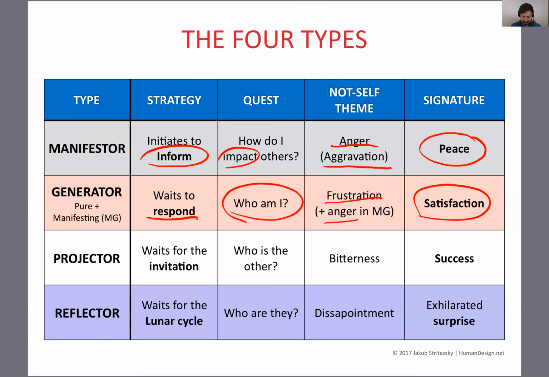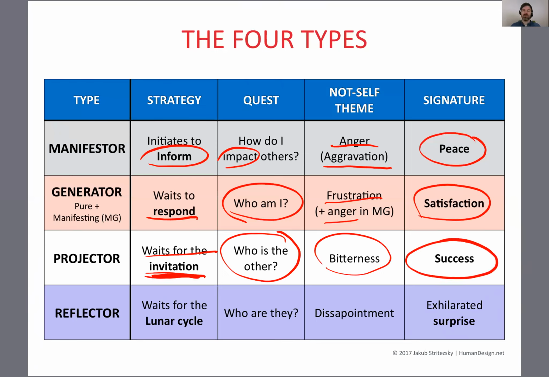Projectors are here to wait for the invitation. They're really looking at the other person. Who is the other person? If they don't wait to be invited, they can experience a lot of bitterness because they're not recognized and or appreciated. But if they do manage to wait for the invitation, that's where they can be successful in guiding other people. And reflector waits for the lunar cycle.